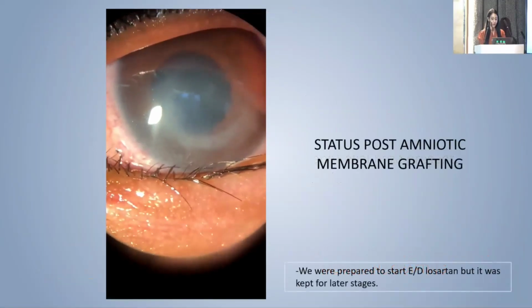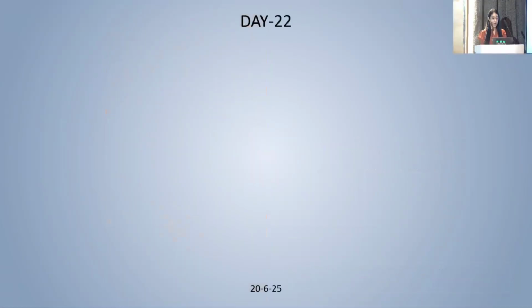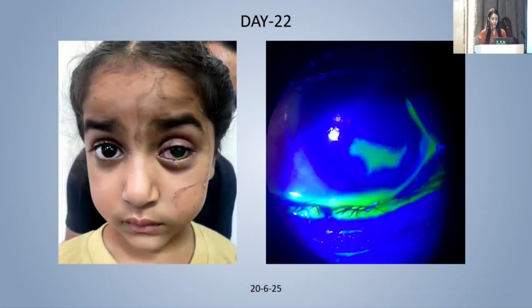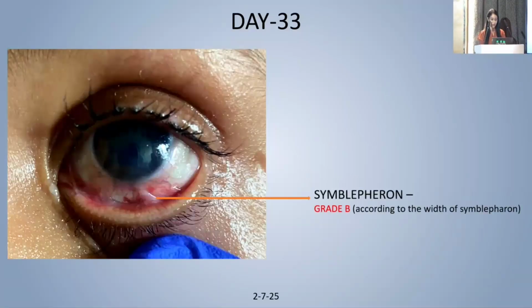This is the status post-amniotic membrane grafting. Now we were prepared to start eye drop losartan, but it was kept for later stages. On day 22, we saw an epithelial defect on fluorescein staining. Day 33, there was symblepharon formation that was grade B according to the width of symblepharon.